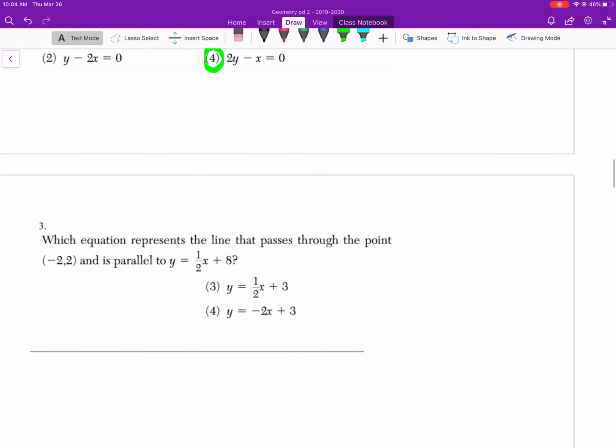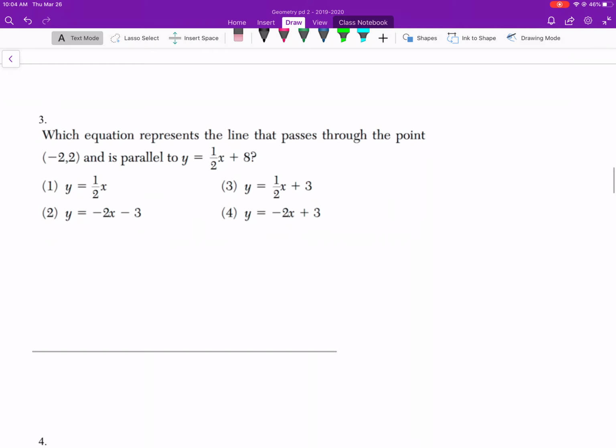Alright, number 3. Which equation represents the line that passes through the point negative 2, 2, and is parallel to y equals 1/2 x plus 8? So this was our first distance learning lesson. Alright, dealing with parallel. Same idea, parallel to a given line and passing through a specific point. Alright, so let's graph the initial line and the point it has to pass through.